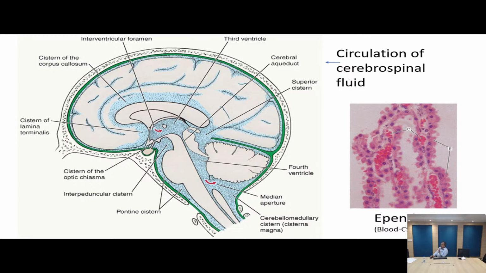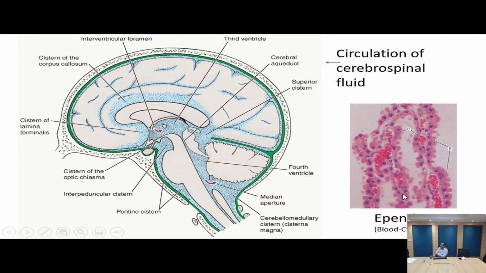We call it the subarachnoid space. Here, when the brain has not developed, the pia mater has also not developed, so the CSF is able to travel outside. Now this is a section.